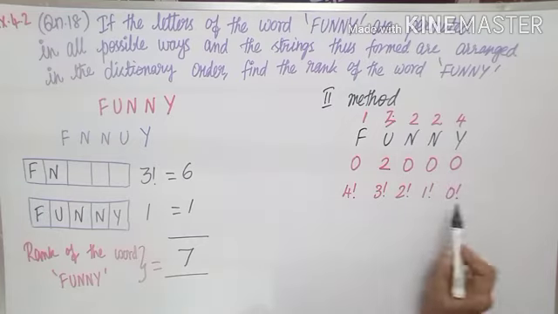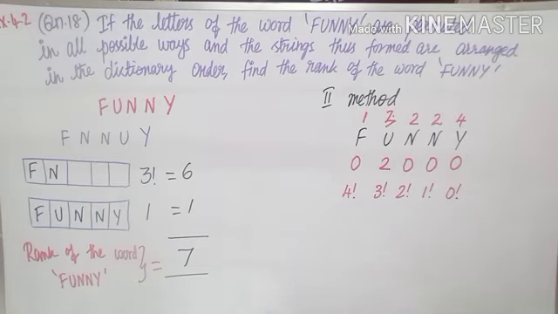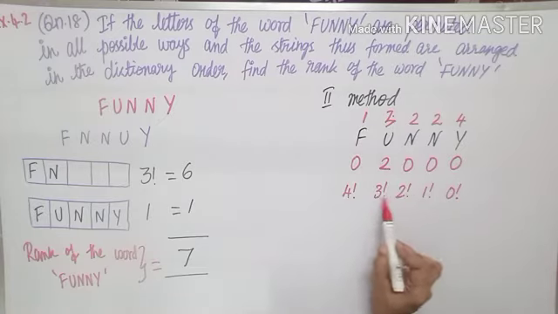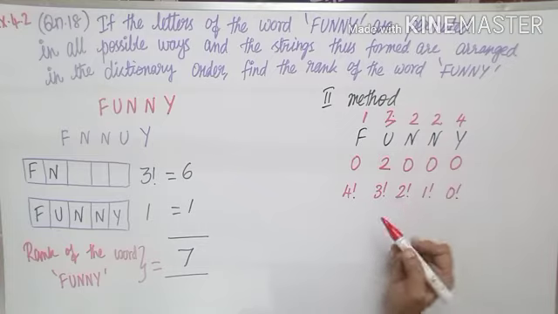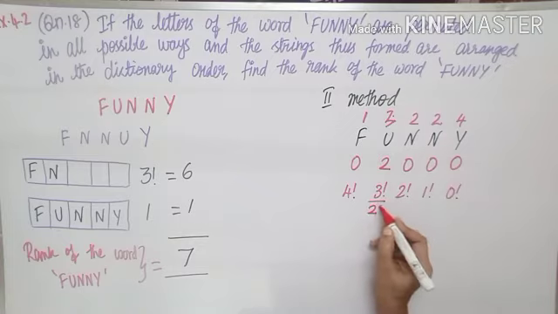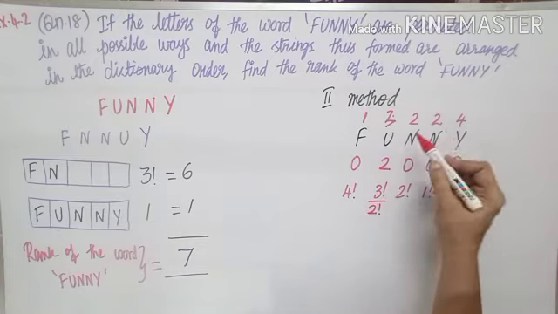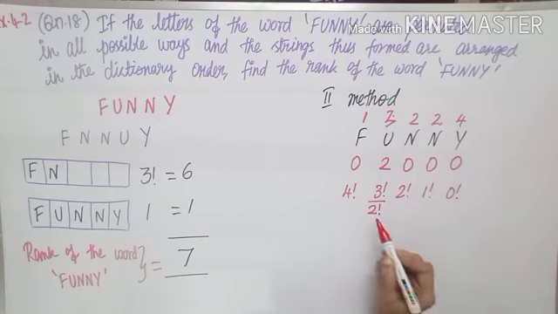When you are writing factorial, the very important thing is: if any repetition is there, divide. Here I put 0 factorial, 1, 2, 3, 4 factorials. But below 3 there are two 2s. So here divide by 2 factorial. How many times repeated? 2 times. So divide by 2 factorial.